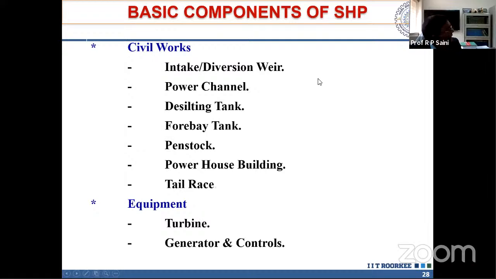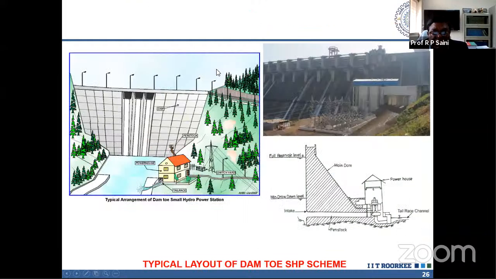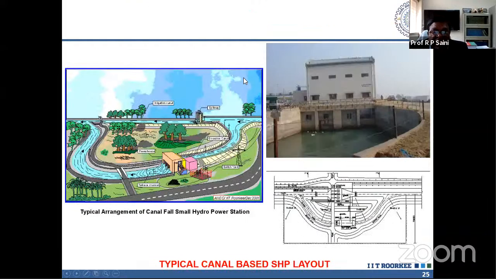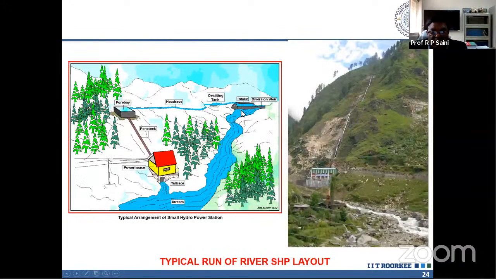So now I'll go through this very quickly. Let me tell you that in order to develop a hydropower plant, there are 3 types of components. One is the civil components. That means this water has to be diverted and taken to the turbine. That is one thing. And then the same water has to come out from the turbine and go to the downstream.